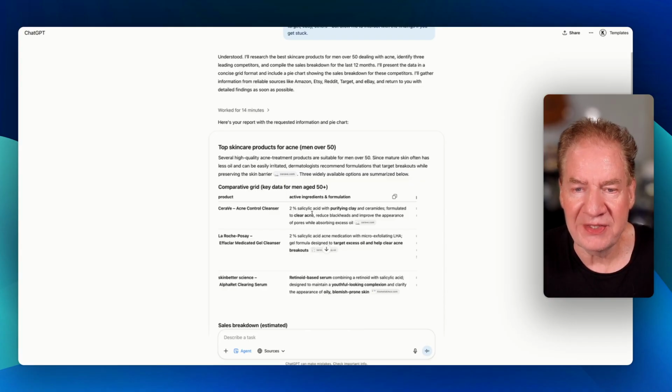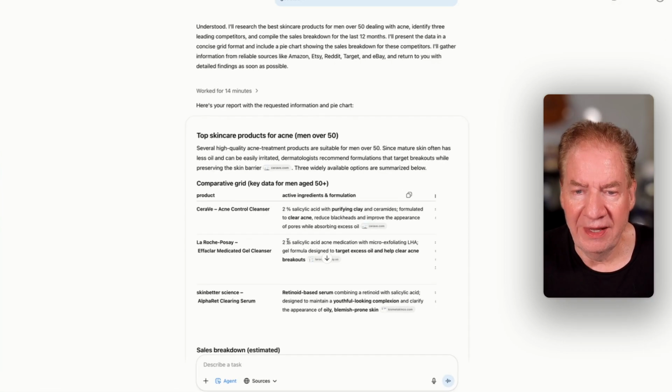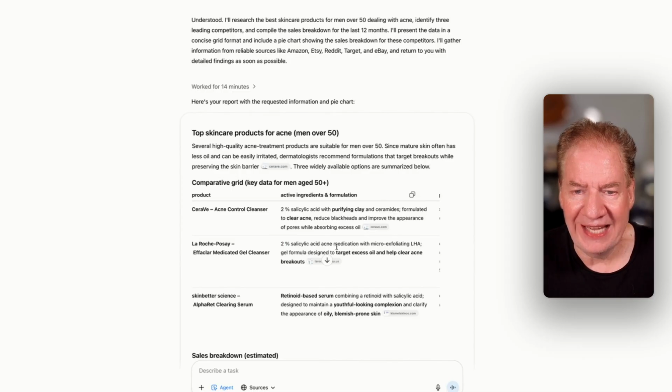2% salicylic acid with purifying clay and ceramides, formulated to clear acne, reduce blackheads, and improve the appearance of pores while absorbing excess oil. Similar here, salicylic acid is kind of a common ingredient here, but here we see a retinoid-based serum. So what I can do now is iterate on this and ask a little bit more. Why is this particular ingredient better than this one, right? I mean, now you're into the iteration process of this.